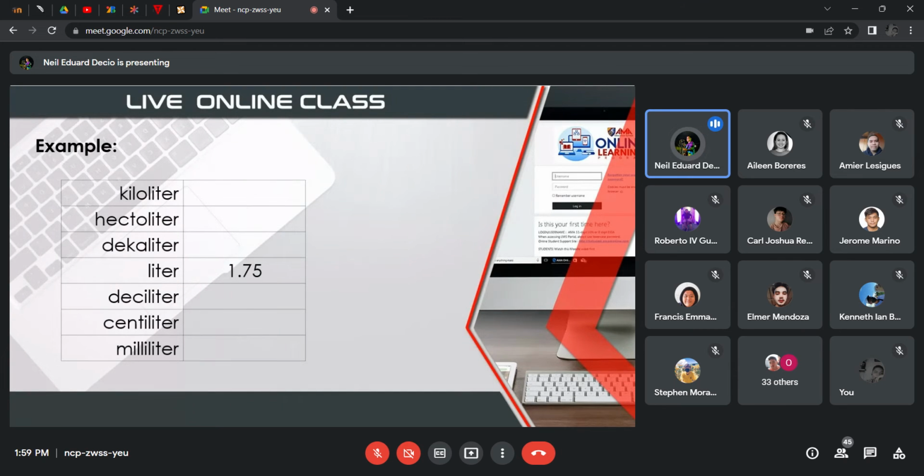Okay, so if we convert now a measurement, so if we have 1.75 na Coke, let's say for instance, ilang decaliter yan? So 1.75 liters, ilang decaliter kaya? Anyone from the class? 0.175, sir. 0.175 and so on, di ba? So ganun lang siya kadali. For hectoliter naman, that is 0.0175, right? Sa kiloliter is 0.00175.